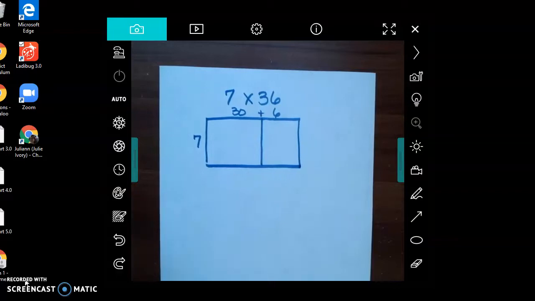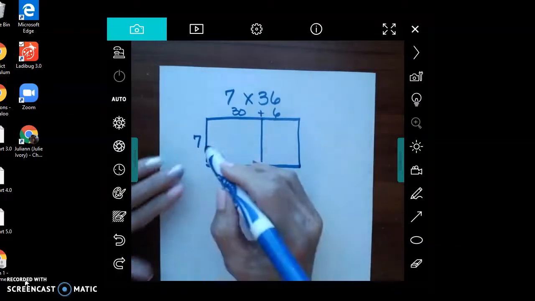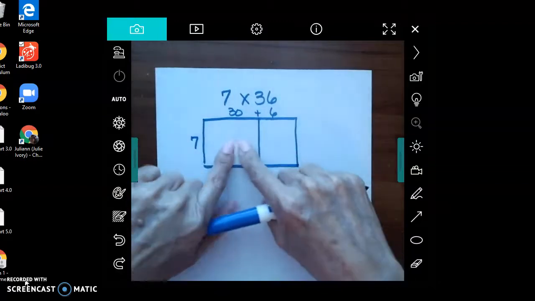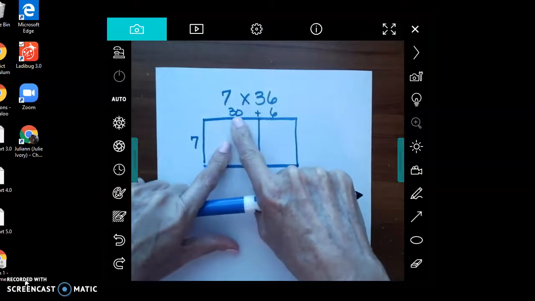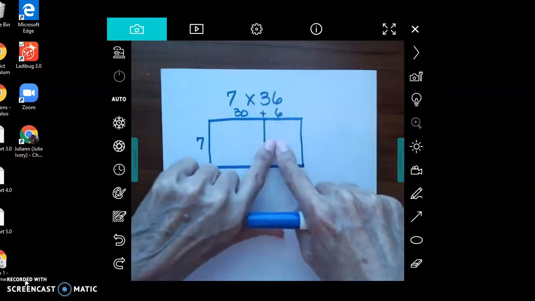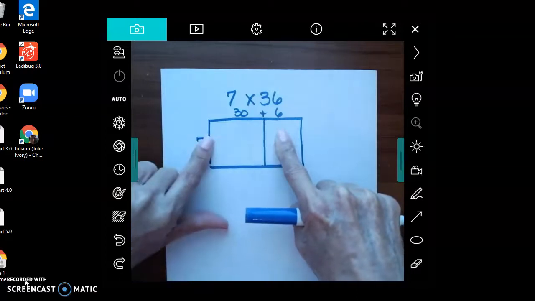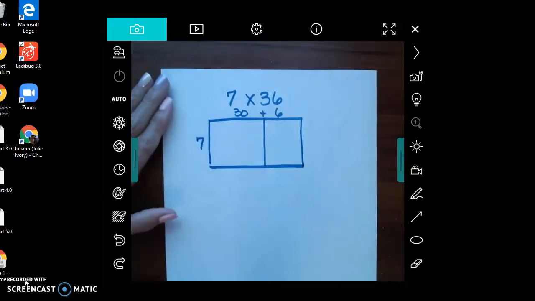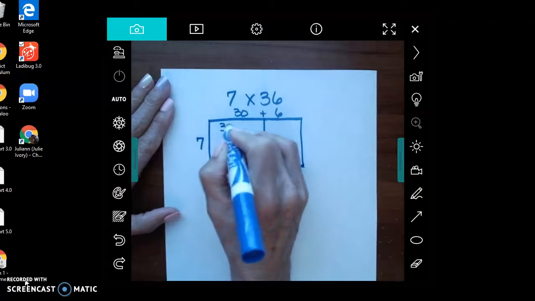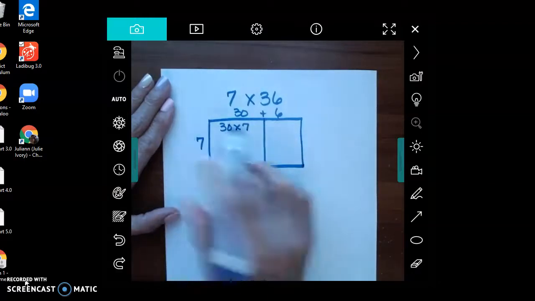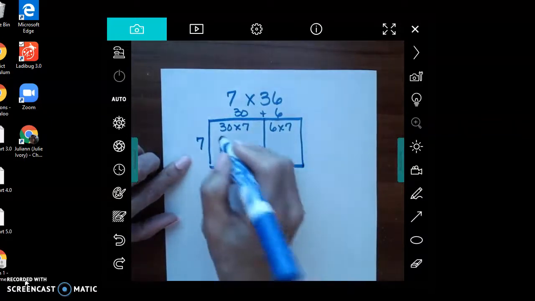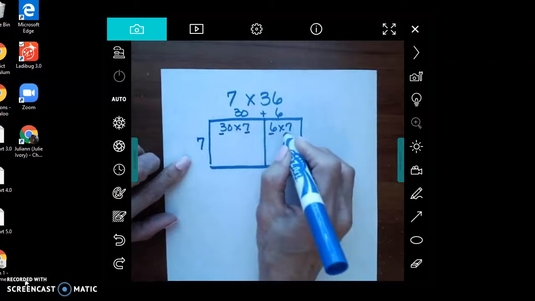All right, pause your video, and well, before you pause, I want you to write your equations for each of these. Remember, we can use our 2 fingers. This is 30 times 7, and in this quadrant, 6 times 7. So pause the video and write those equations in your place value boxes. All right, so hopefully you either wrote 30 times 7 or 7 times 30, and over here 6 times 7 or 7 times 6. So we can solve the basic fact.